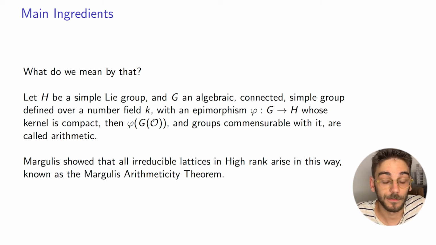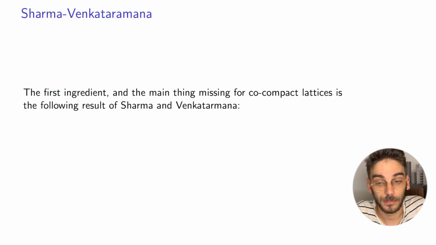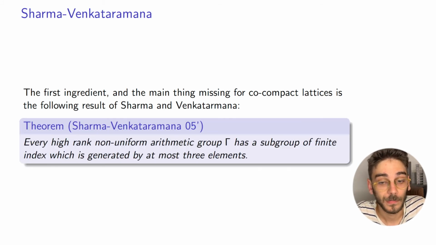And the degree of the field which defines the lattice is unbounded for co-compact lattices, but it is bounded for non-co-compact lattices. The first ingredient in the proof, and really the main thing which is missing for co-compact lattices, is the following result of Sharma and Venkatramanna from 2005. They show that every high-rank non-uniform arithmetic group gamma has a subgroup of finite index which is generated by at most 3 elements.